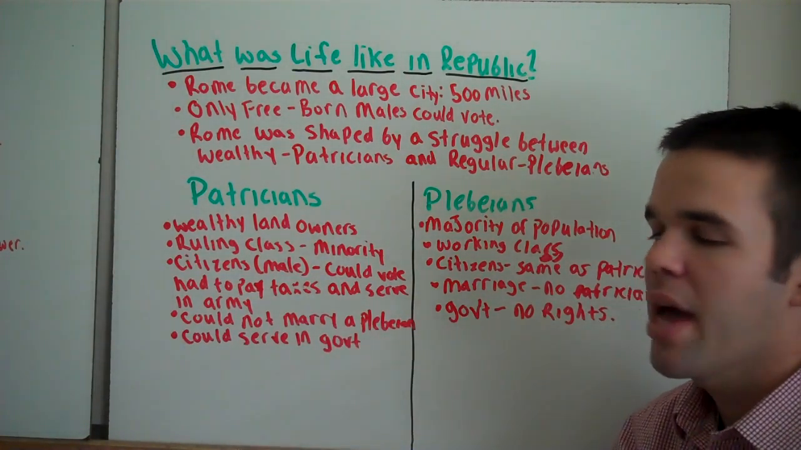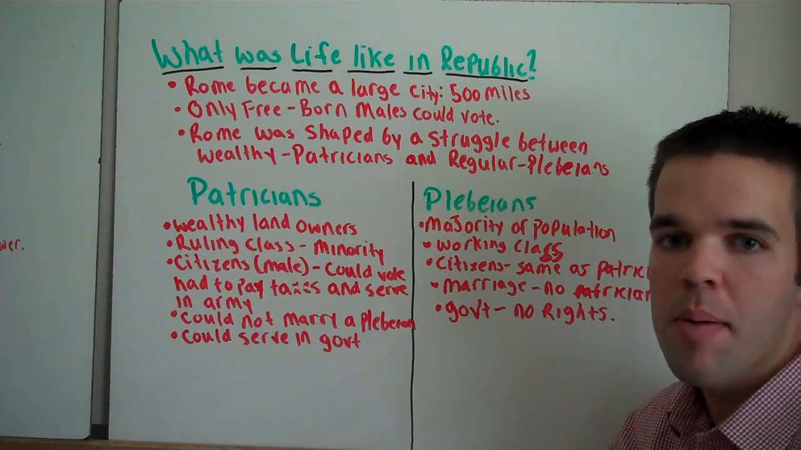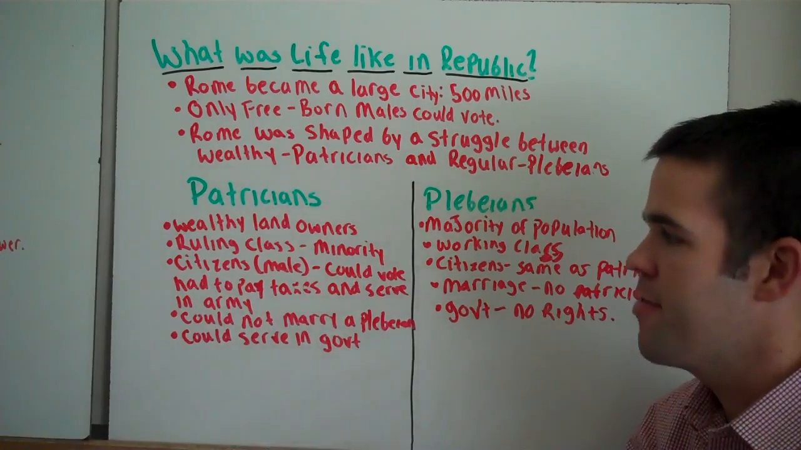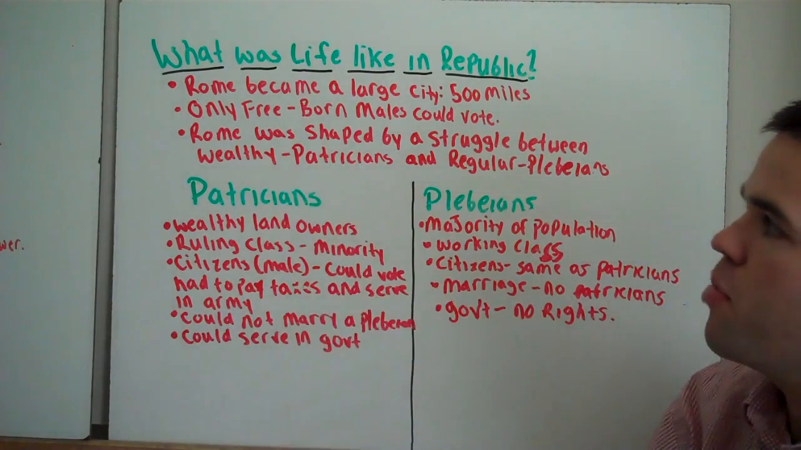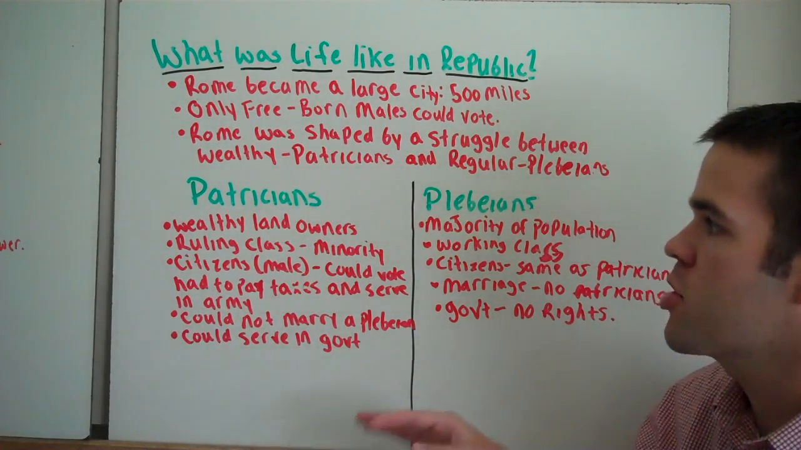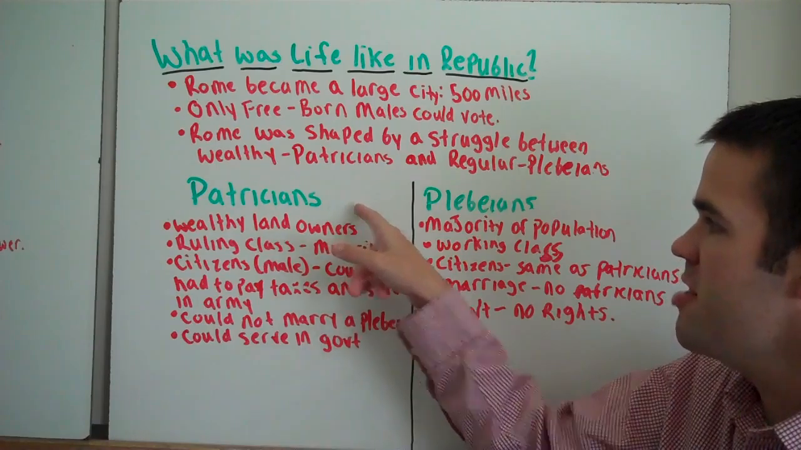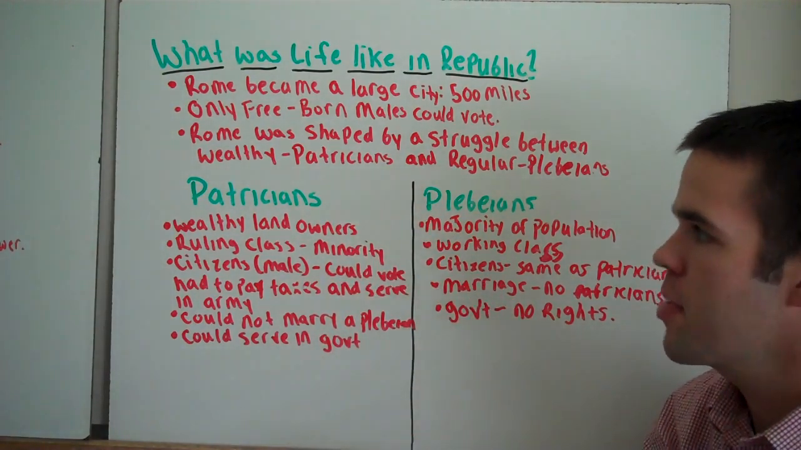So today, we have talked about the rise from the little city of Rome to the Roman Republic. They defeated the Latins, they defeated the Etruscans, they defeated the Greeks. We talked about how only freeborn males could vote. We also talked about that Rome was shaped by a struggle between 2 groups, the patricians and the plebeians, and the differences between the 2 groups.